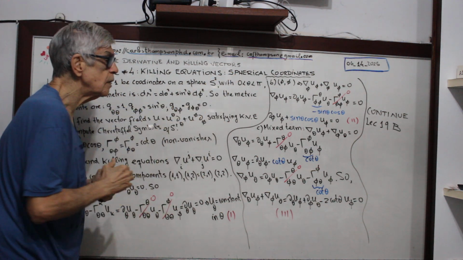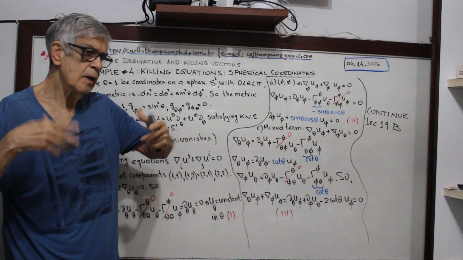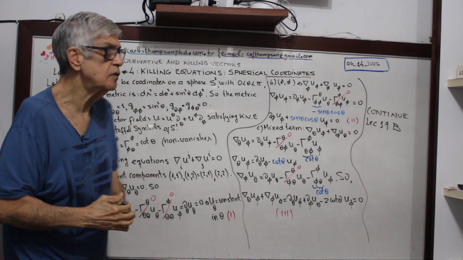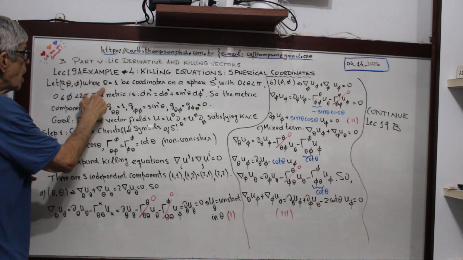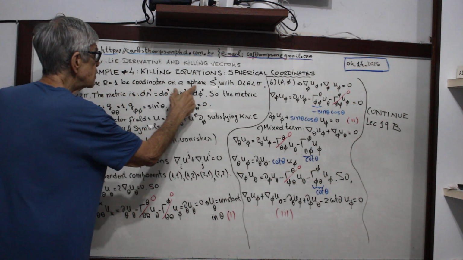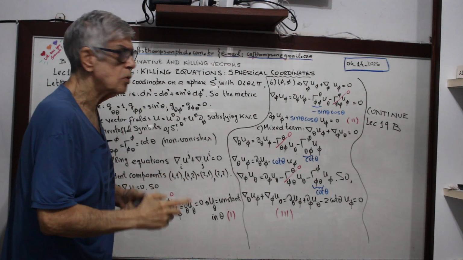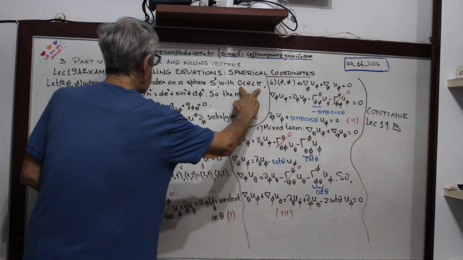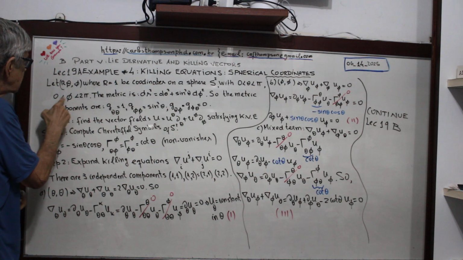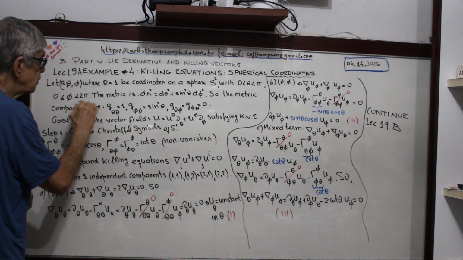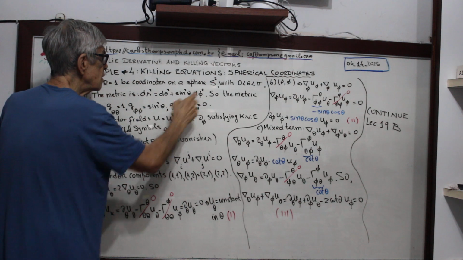Now you use spherical coordinates in which the radius will be 1. My focus is only the surface of the sphere. So let r, theta, phi, where r is equal to 1, be coordinates on a sphere S2, where theta is the polar angle between 0 and pi, and phi is the azimuthal angle between 0 and 2 pi. The metric is ds squared equals d theta squared plus sine squared theta d phi squared.